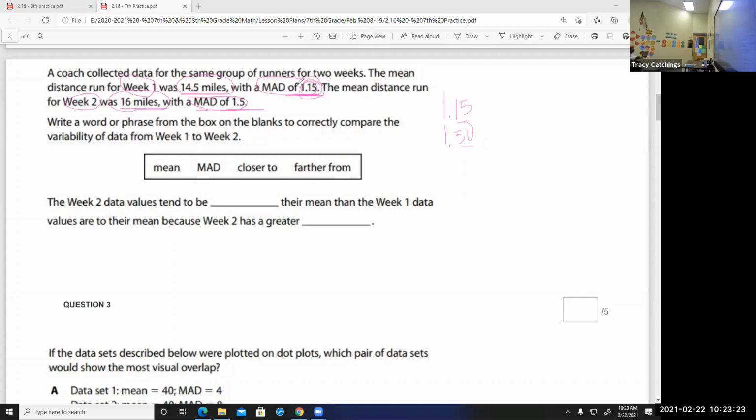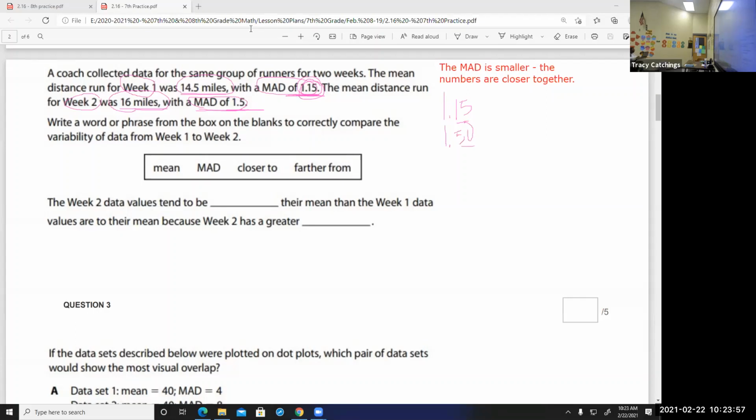So that means with that being a smaller MAD, the numbers in week one are closer together because the MAD is smaller. And I'm gonna put that up here. That's what the MAD tells us, how close the numbers are together. So the MAD in week one is 1.15. So that's telling me week one data are closer together than the week two data.